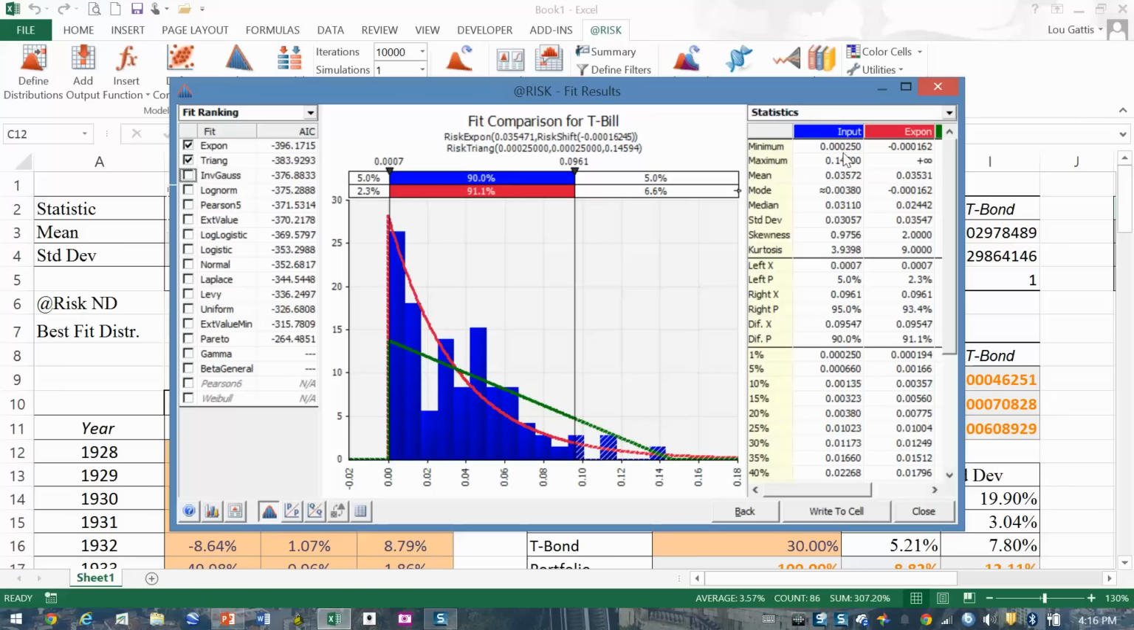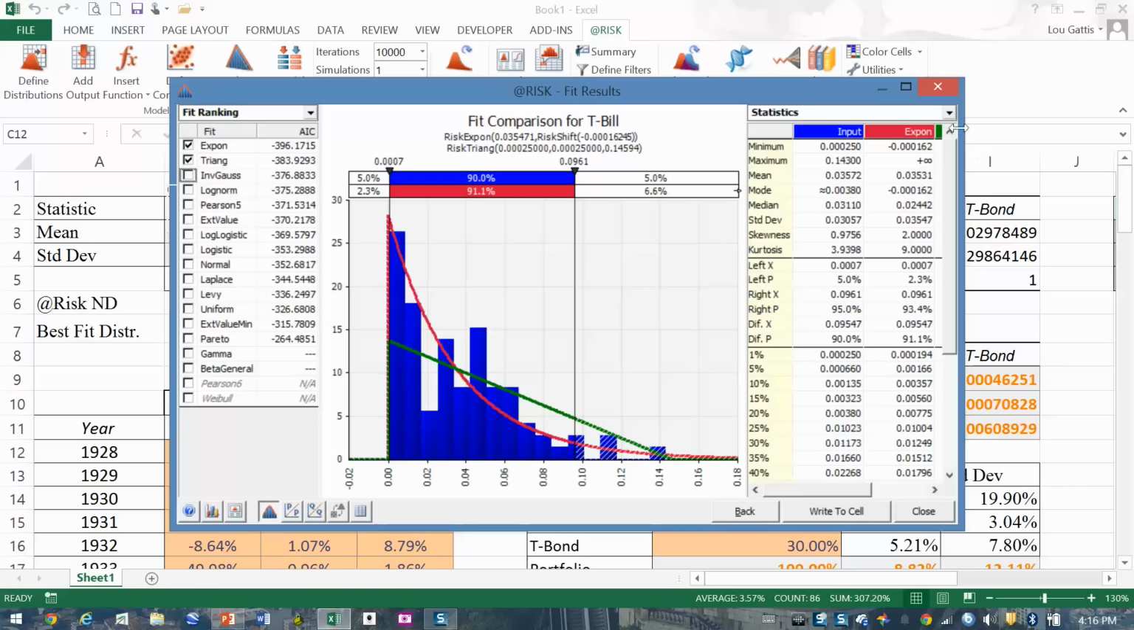That actually the minimum right here is a little bit negative. I might want to adjust that. Well, no, I guess not. You can have negative returns on T-bills. So most of the data is right around 0, and every once in a while you get a higher return and a little bit of negative.